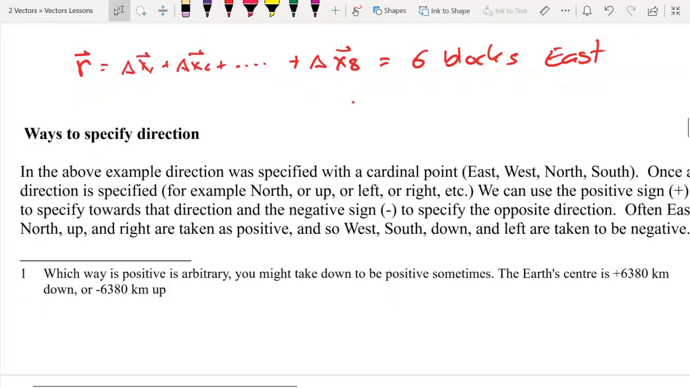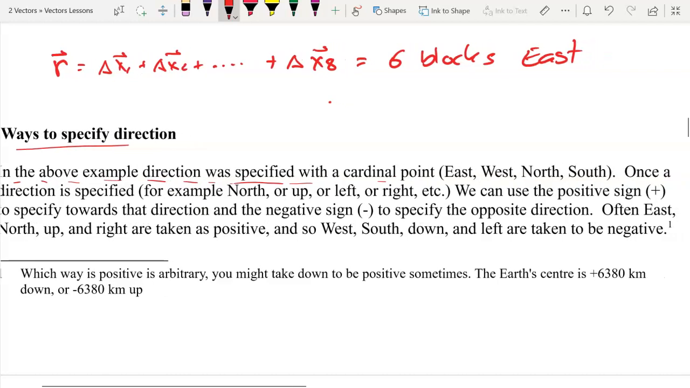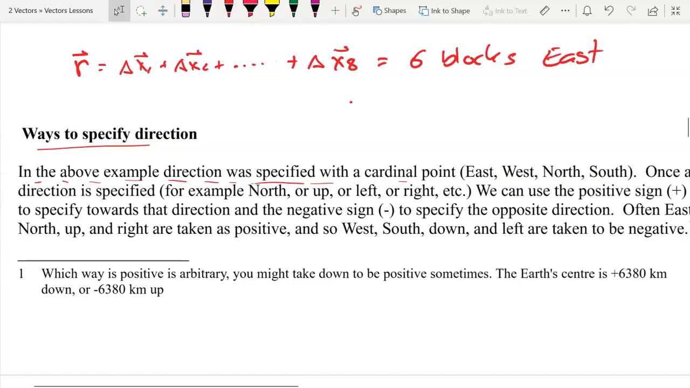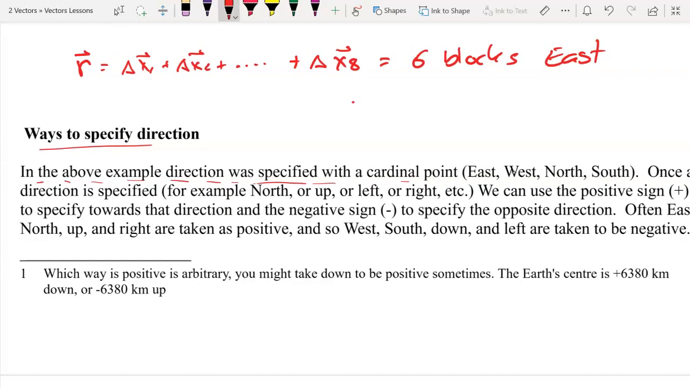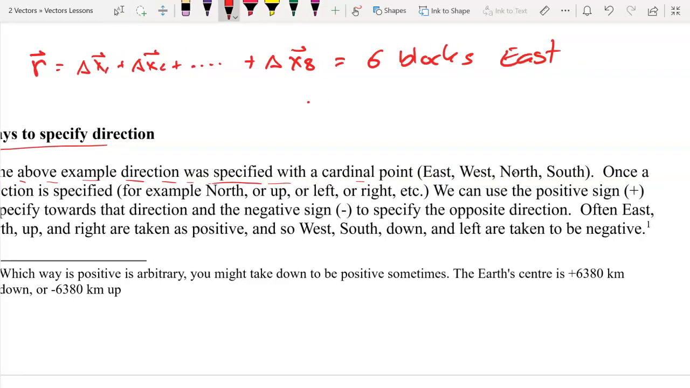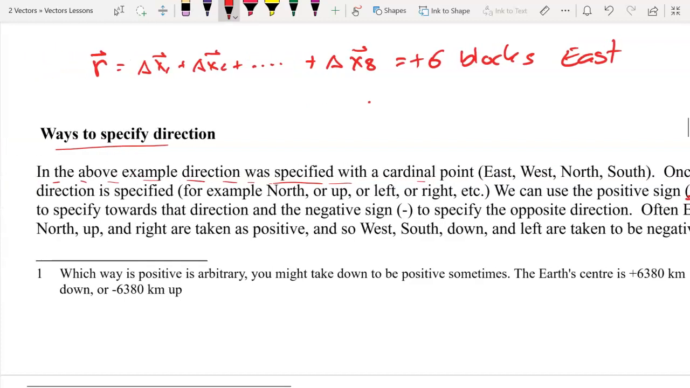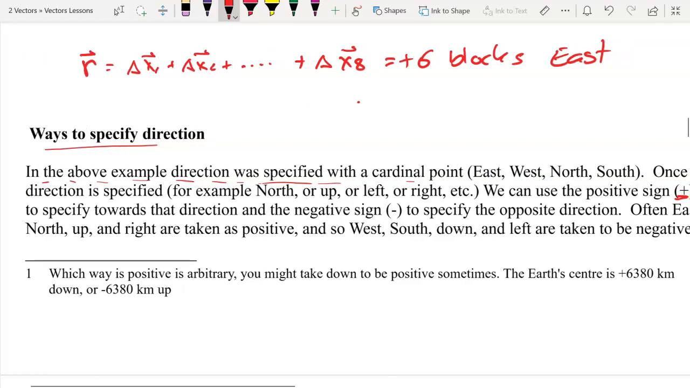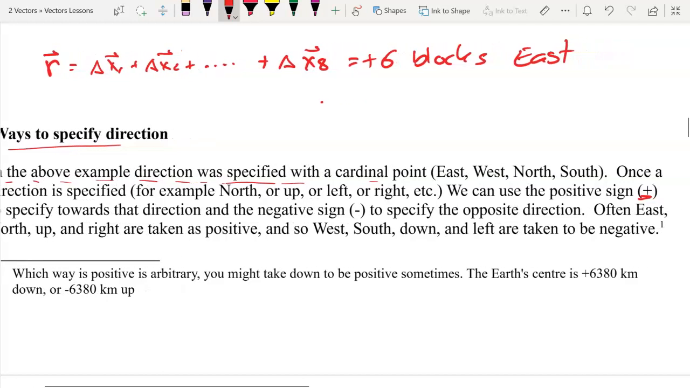Let's read this paragraph together. In the above example, direction was specified with a cardinal point, so east, west, north, south. Once a direction is specified, for example, north or up or left or right, we can use the positive sign. Right? Put a positive sign here to specify towards that direction, and the negative sign to specify the opposite direction.